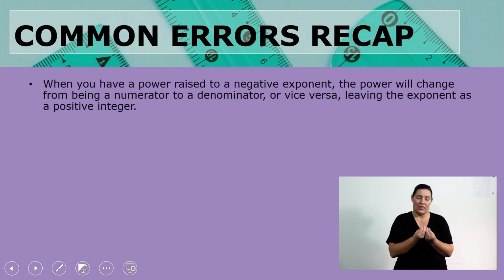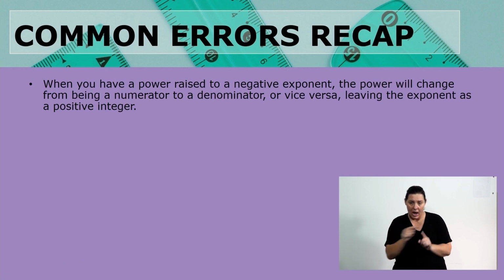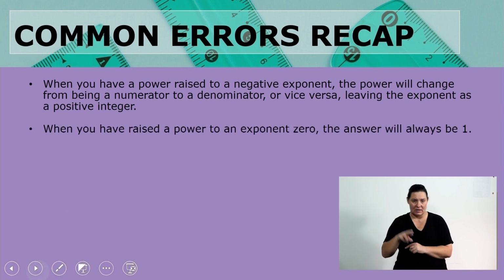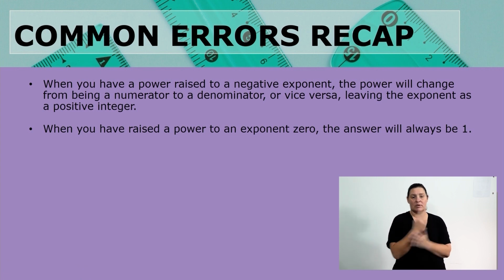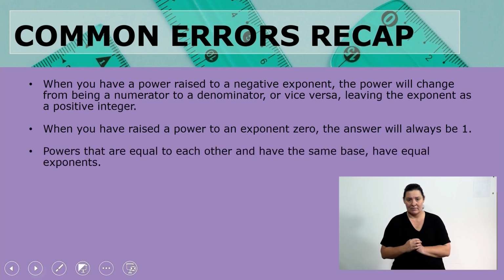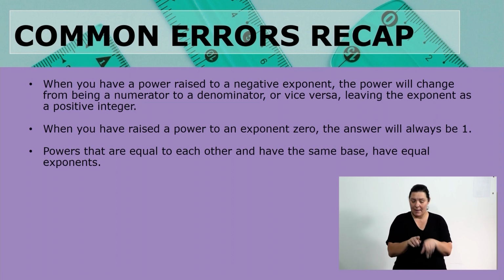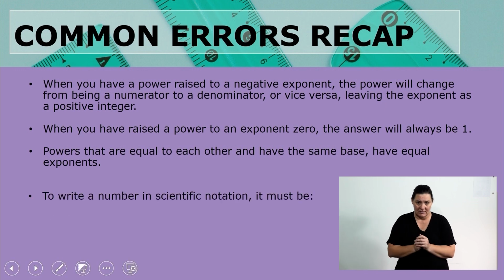Now remember, when you are working with exponents, when you have a power raised to a negative exponent, the power will change from being a numerator to a denominator, or vice versa, leaving the exponent as a positive integer. When you have raised a power to an exponent 0, then the answer will always be 1. Powers that are equal to each other and have the same base will have equal exponents as well.